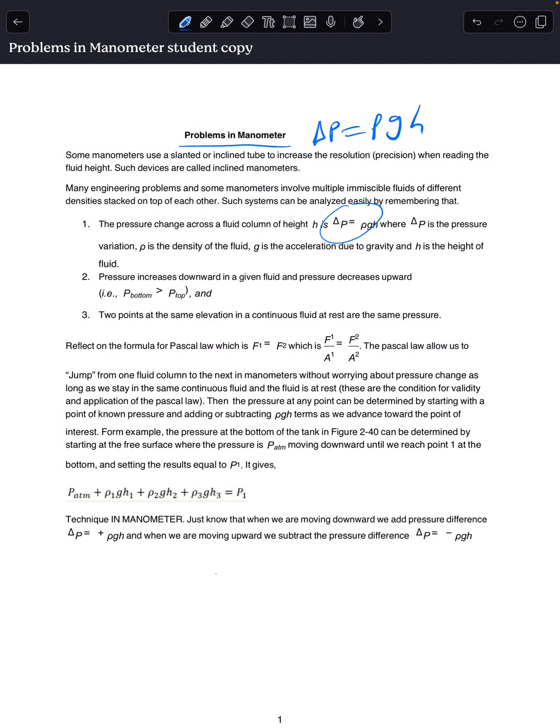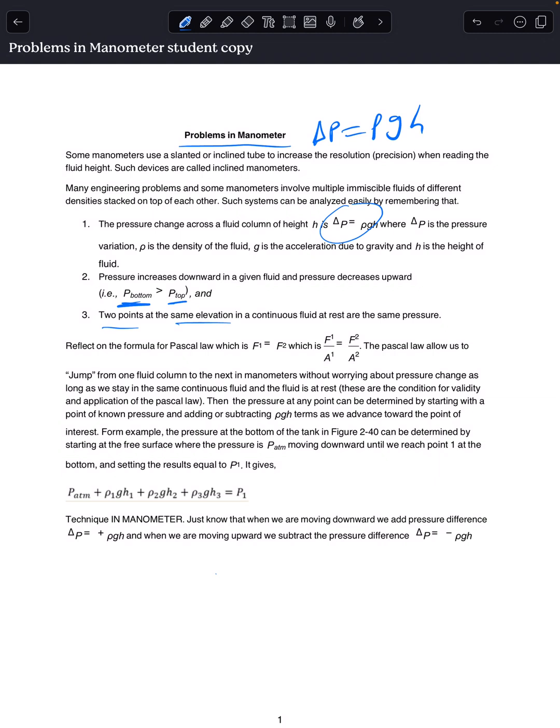change in pressure. For a manometer, the pressure at the bottom in the manometer is bigger than the pressure at the top of the manometer. And lastly, you must know that 2 points at the same elevation for fluid which is at rest are having the same pressure. And then, those are the three things you must know for a manometer.